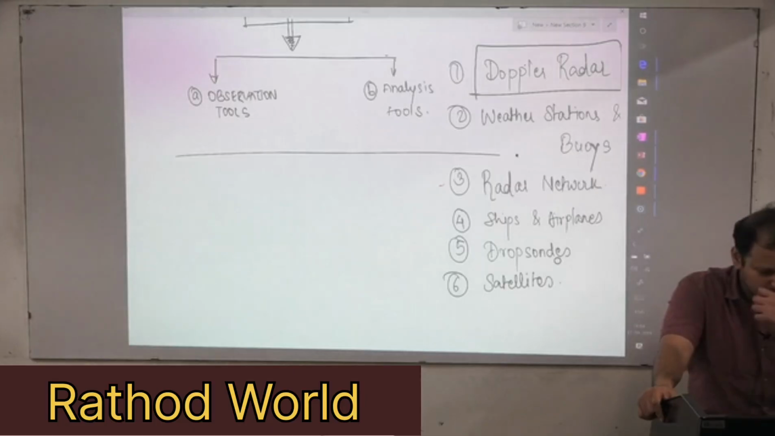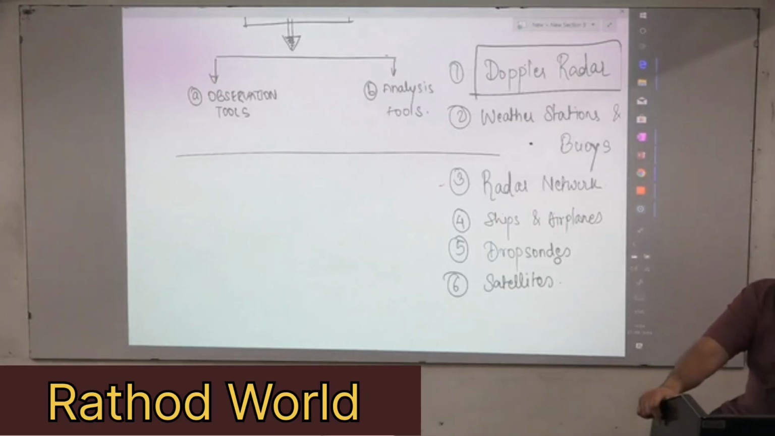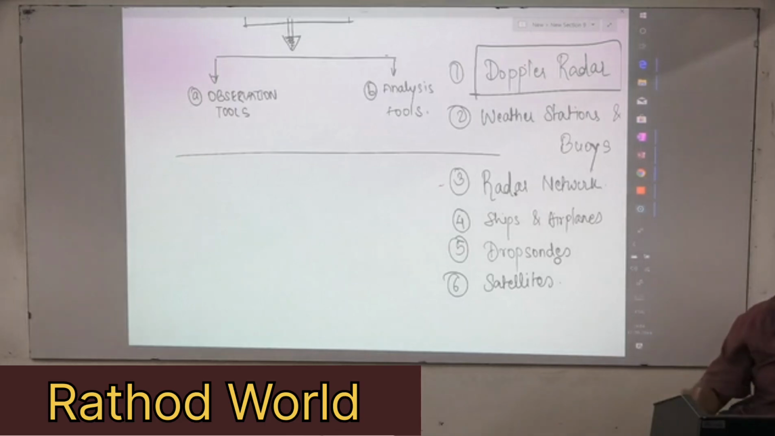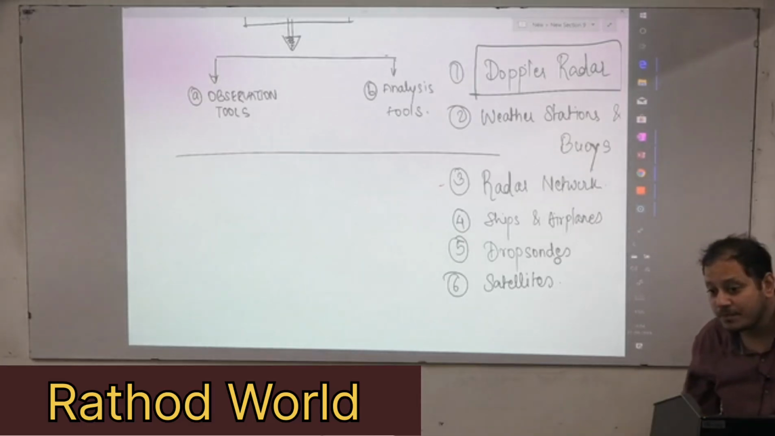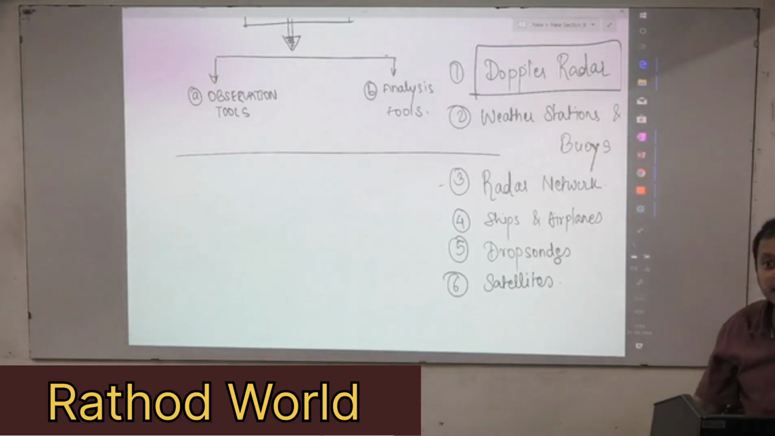Far off conditions. Even in the far off conditions. Getting it? In the far off regions, not the conditions, in the far off regions. 255 kilometer को सबका radius होता है.